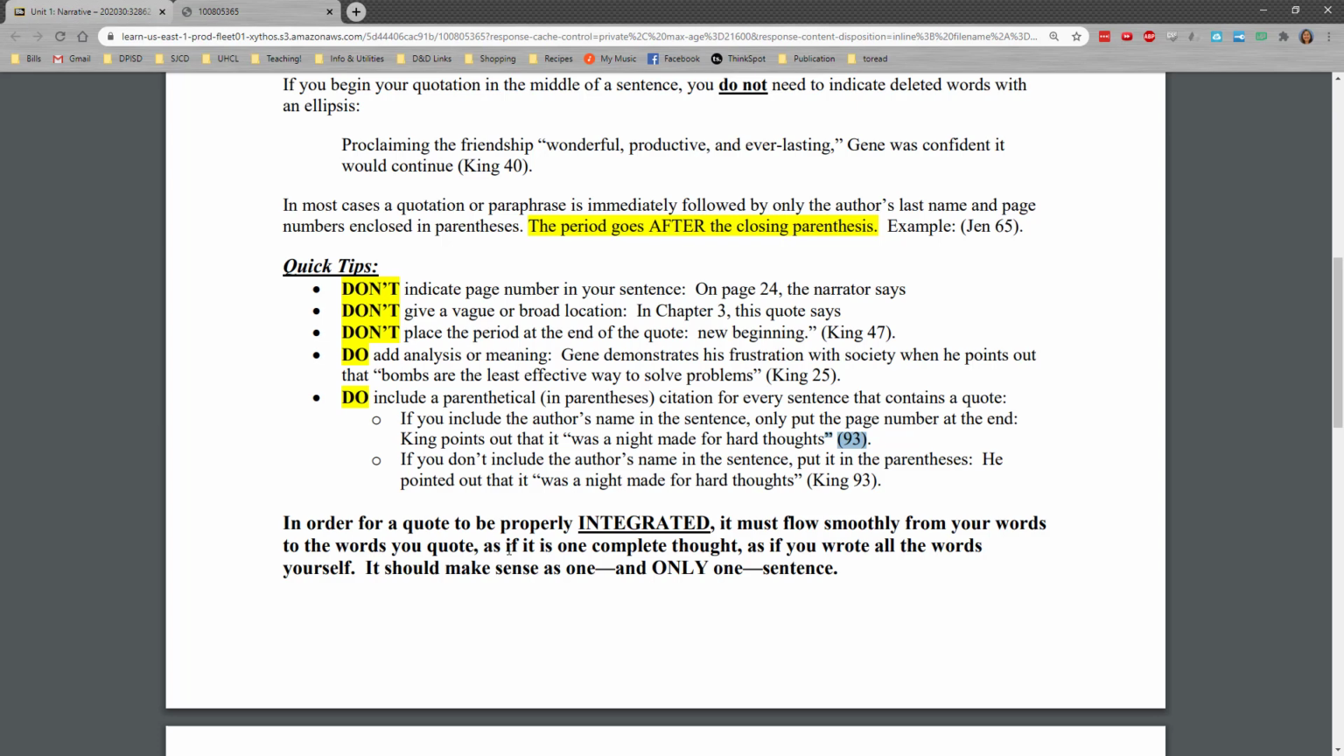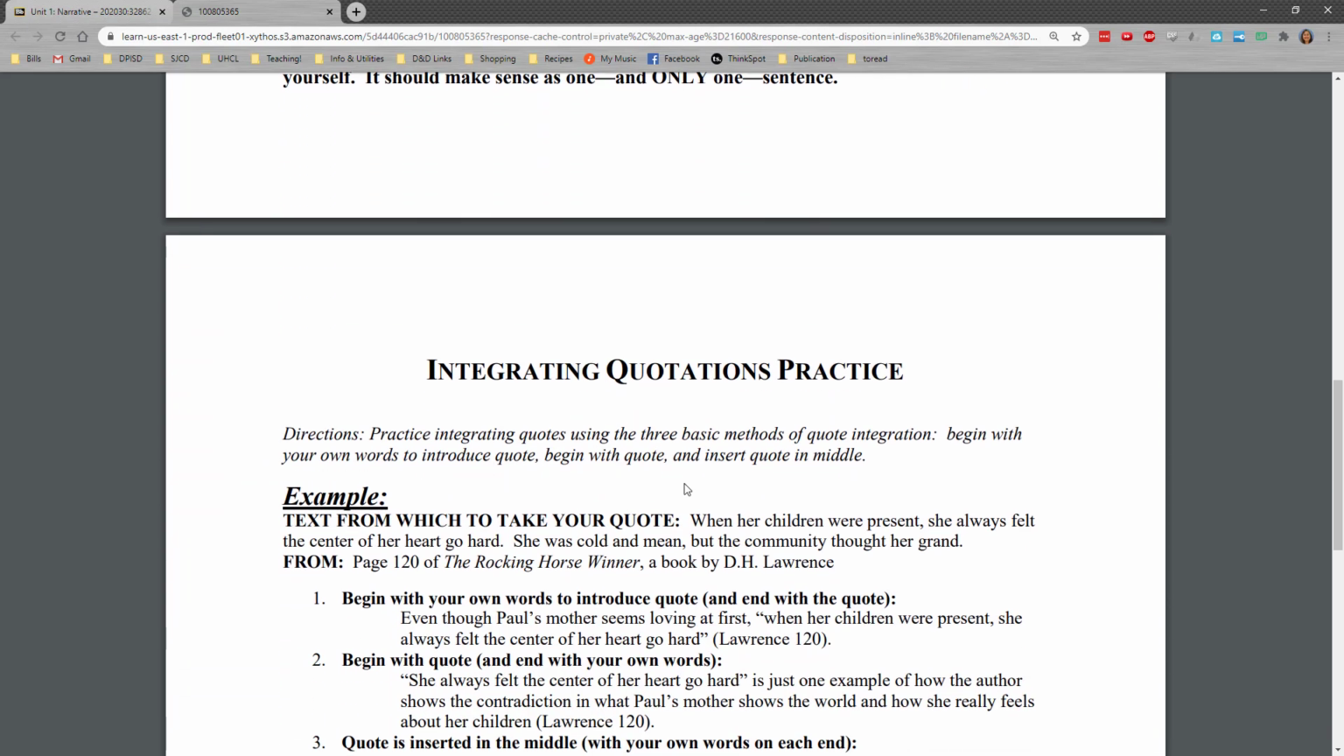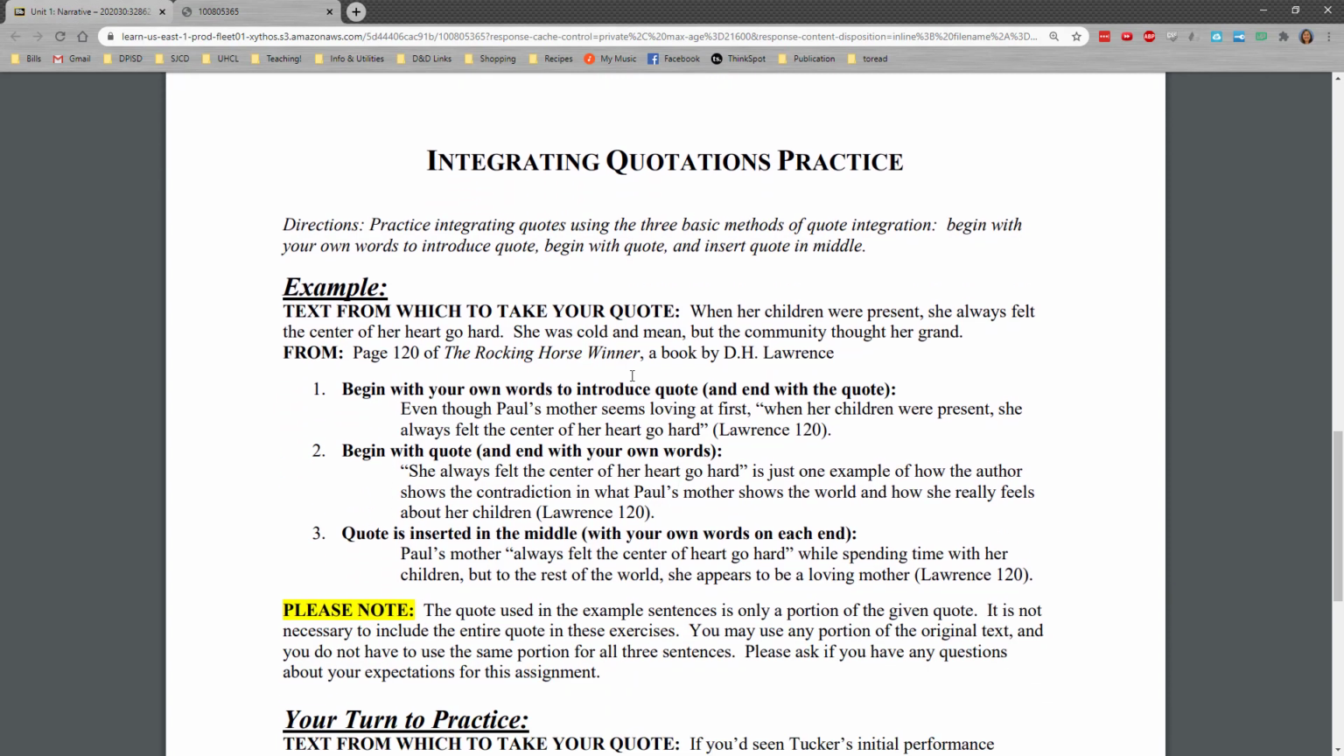It should not be something that could be a complete and full sentence on its own and then a quote that you just decided all went together because you put a comma there. It needs to make sense. So for the practice, this is what you're going to do. You're going to practice integrating quotations using three basic methods: one where you begin with your own words, one where you begin with the quote, and one where you put the quote in the middle.